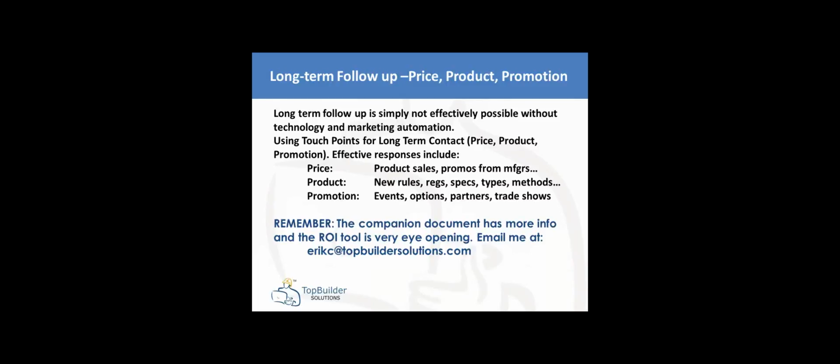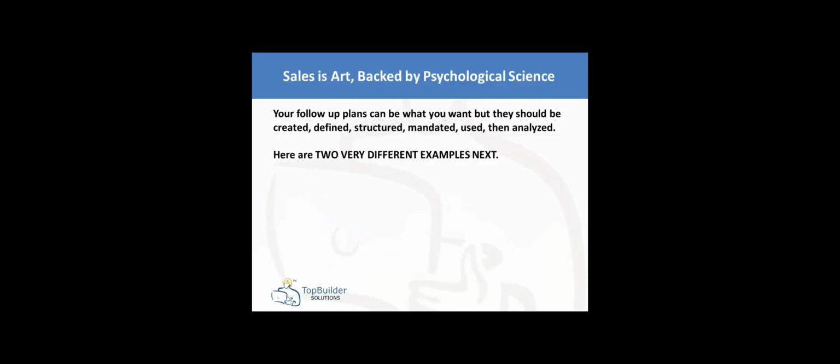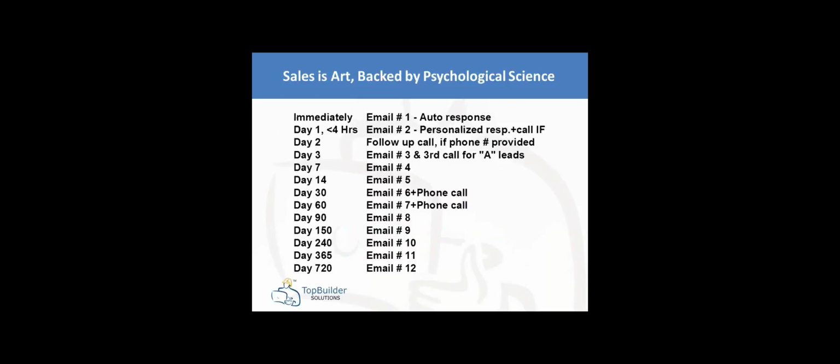So now remember that email you see on the screen. You can email me for the companion document and the ROI tool. Now, here come those examples. So don't get scared when you see them. I'm not saying you have to do these. This is just one example.